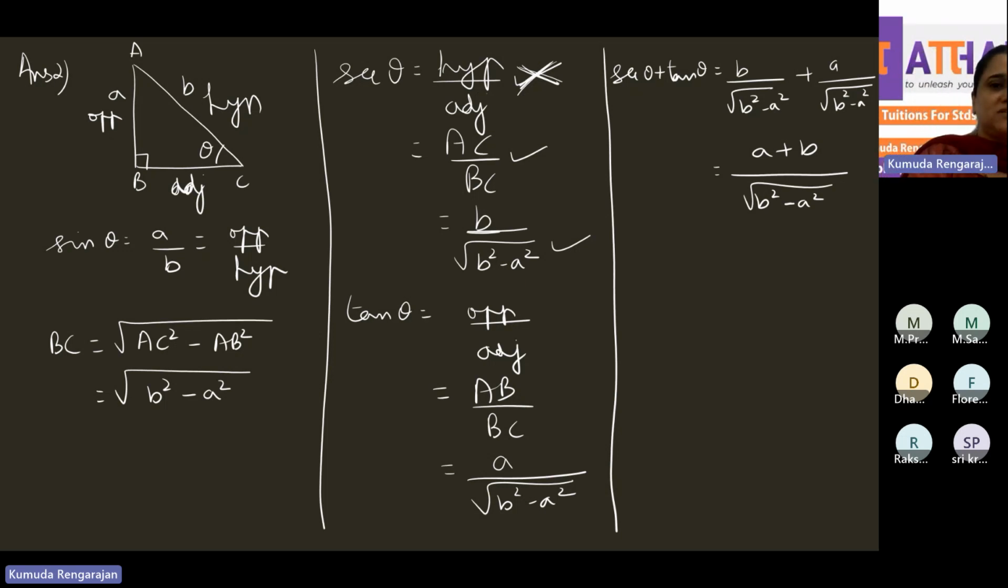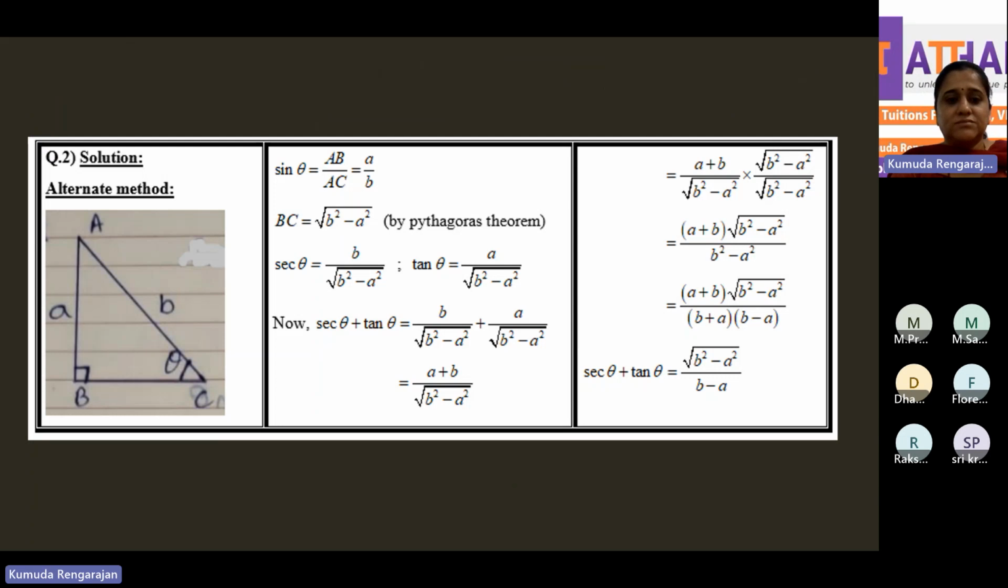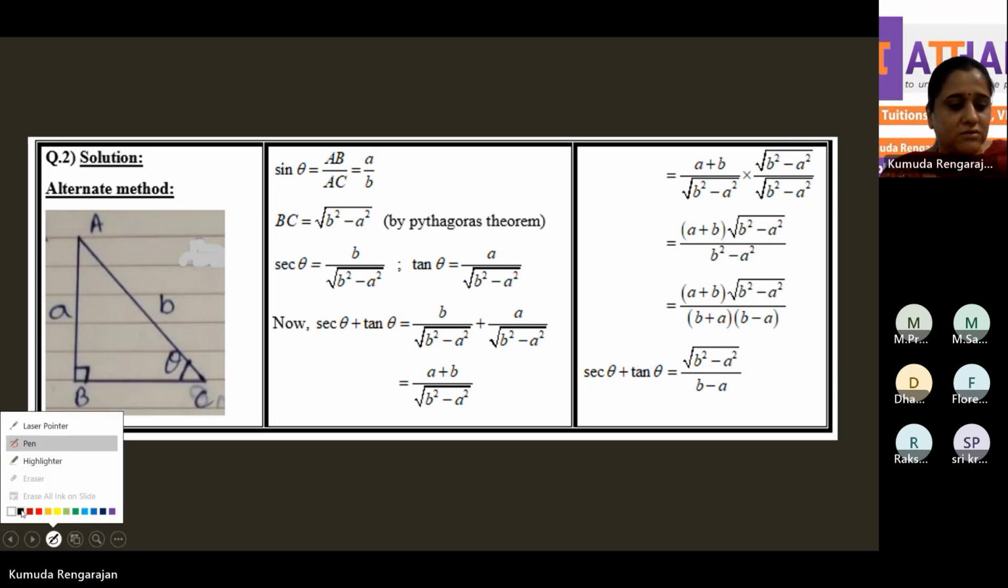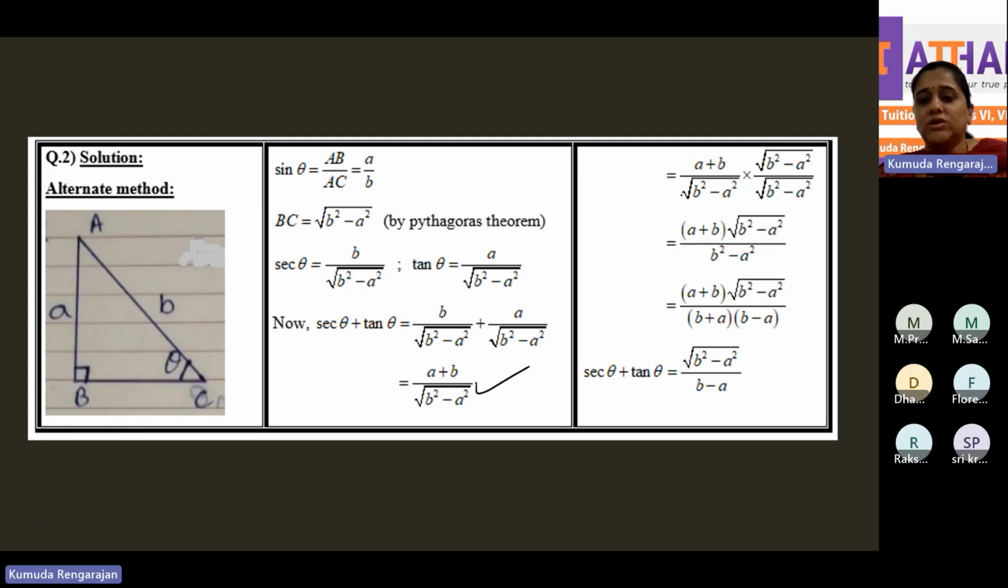And we know the ratio. Secant theta is hypotenuse by adjacent. Now I told you, after this, you may have to rationalize the denominator if it carries more marks. You can see it here. Till here I explained. And then you can see the rationalizing part here. This you can understand.